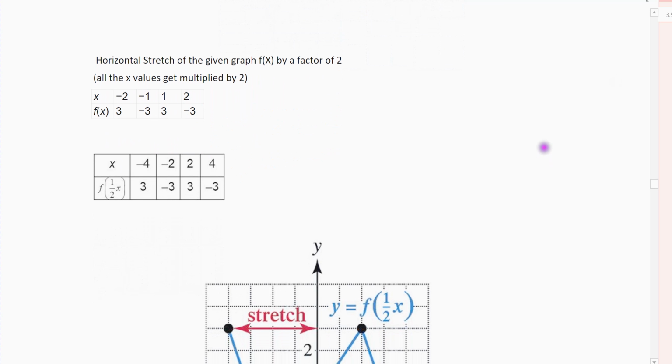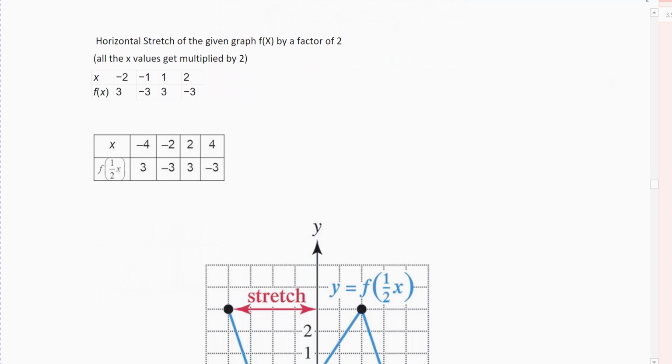Well, a stretch would be doing the exact opposite. So a horizontal stretch by a factor of 2, again, it has to do with the x values. All the x values of the original function get multiplied by 2. I have to undo the divide by 2. And so we multiply inside the x by 1/2, and how that affects the graph is all of the x values have to overcome that 1/2 multiplication by getting multiplied by 2.